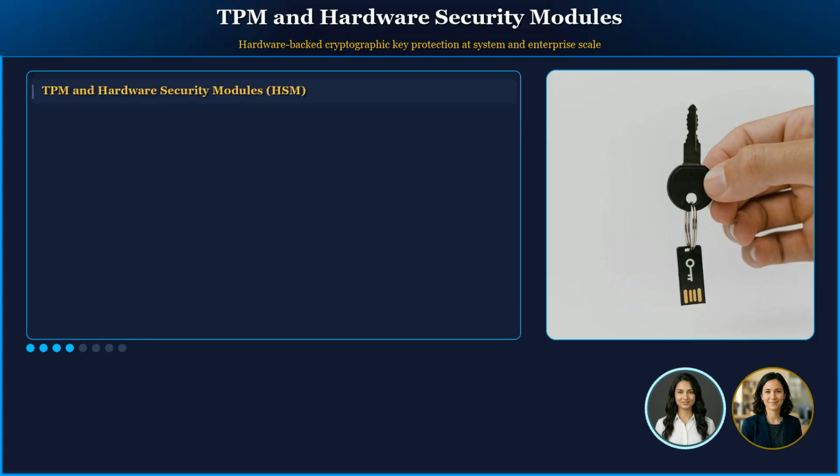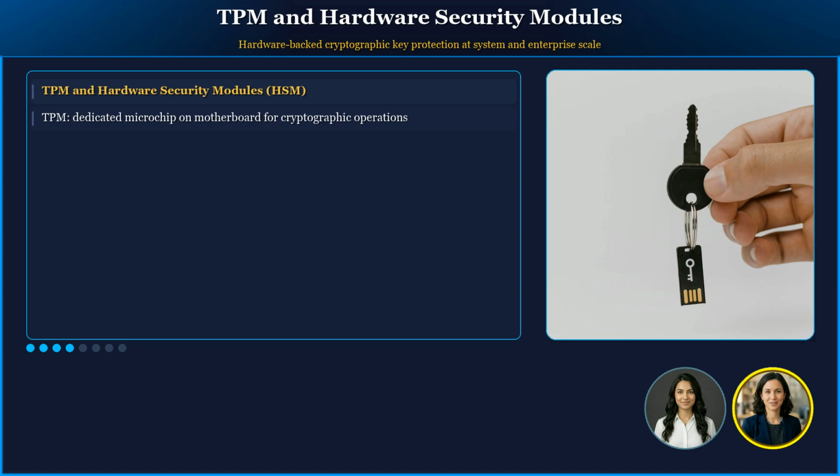The Trusted Platform Module is a dedicated security chip embedded on the motherboard. It performs cryptographic operations and stores keys in hardware, protected storage that software cannot directly access. BitLocker disk encryption uses the Trusted Platform Module to seal decryption keys.